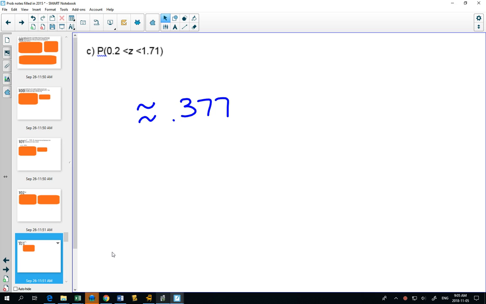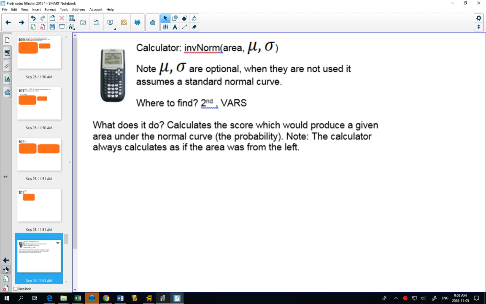So the next types of questions that you need to be able to do, which were also on your take-home quiz, is if you're given the area or the probability, could you find the score? And this is another button on your calculator called the inverse norm button. What it does is it says if you know the percentage, you can work your way backwards to find out what the score would be.